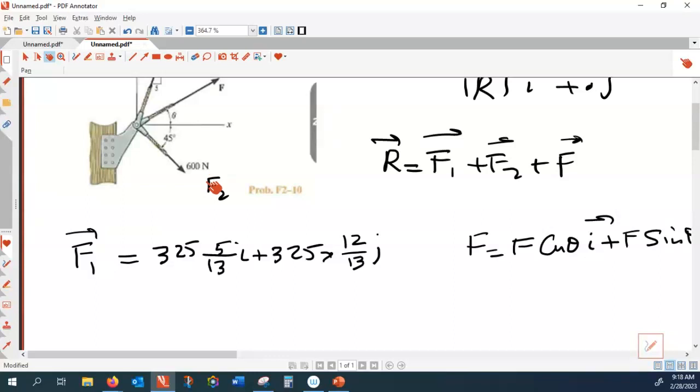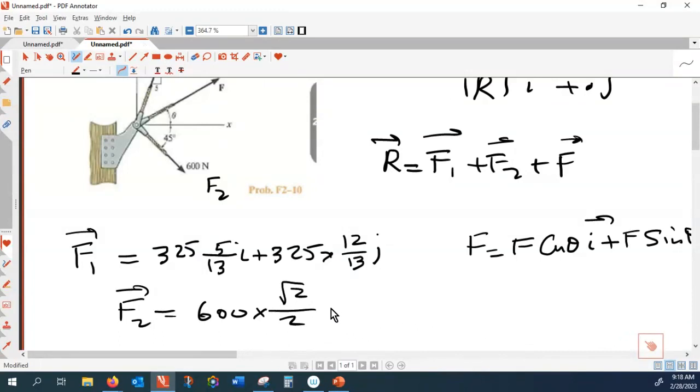And finally, the second force, F2, is the magnitude 600 multiplied by cos of 45. Anyone remembers cos 45? That is root 2 by 2, right? Yeah. And how do I write the y component? The y component is pointing down, isn't it? So I put a negative in front of it. So that's minus magnitude 600 times sine 45. Sine 45 is also root 2 by 2. All right.